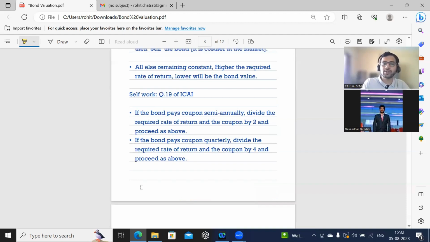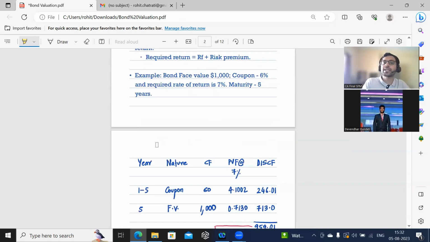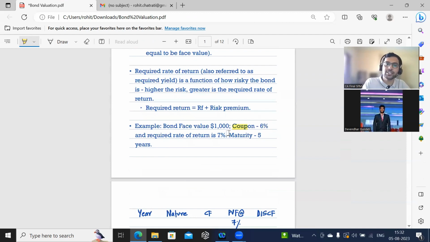In the example that we took above, I took an example where the coupon rate is 6%, but my required rate of return is 7% per annum.